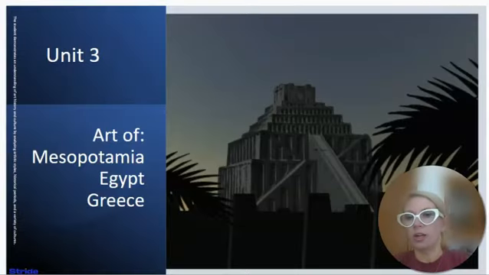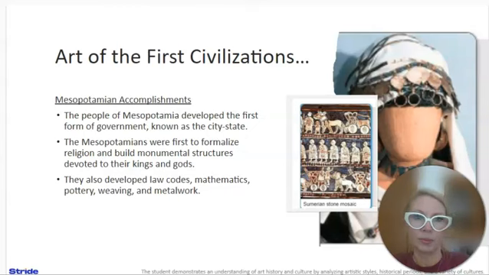So we're going to go ahead and start with the art of Mesopotamia, Egypt, and Greece. So this is the art of the first civilizations. The Mesopotamian accomplishments. The people of Mesopotamia developed the first form of government known as the city-state.